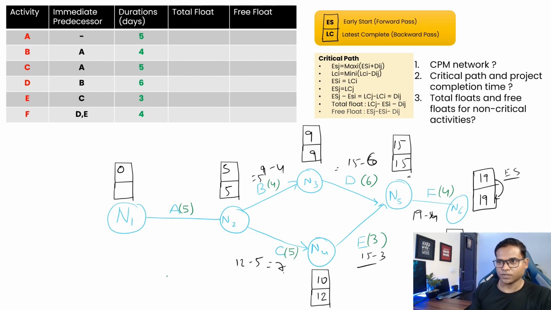Now here we have just one node, 5 minus 5, which is basically 0, so your late completion is 0. So this is how you will calculate your late completion. And then let's identify our critical path.